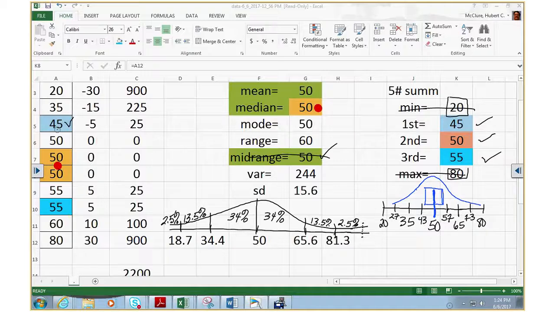Okay, which one do y'all want? Do you want to count or do you want to calculate? I just showed you that 45 was the 25th percentile. Now you want to say you want to do it another way.